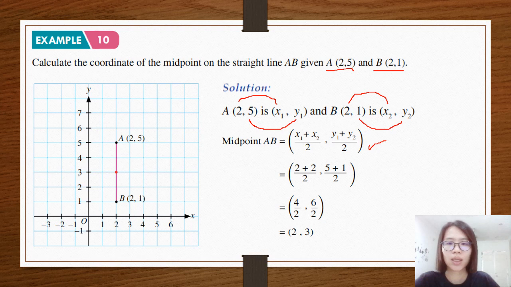So we replace it into the formula of the midpoint. So x1 plus x2, 2 plus 2 divided by 2, y1 plus y2. So y1 is 5, y2 is 1. So 5 plus 1 divided by 2. At the end, we got the answer of midpoint of AB, which is 2, 3.